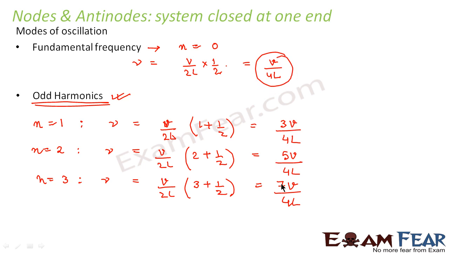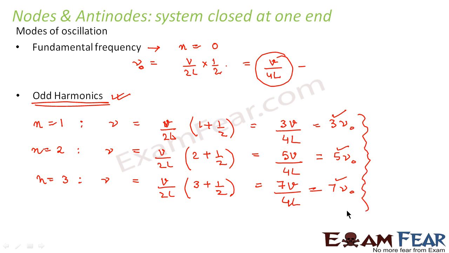All of these are odd harmonics of the fundamental frequency. That is, if I denote the fundamental frequency by nu naught, then this becomes 3 nu naught, this becomes 5 nu naught, this becomes 7 nu naught, which are all odd harmonics. These are all odd numbers. So as you go on, you get all odd harmonics.